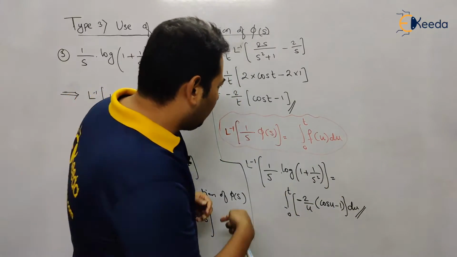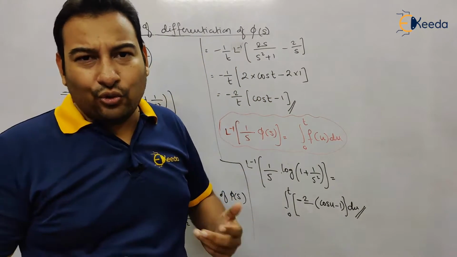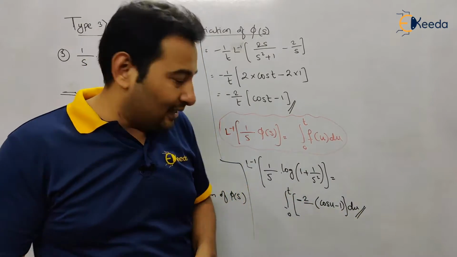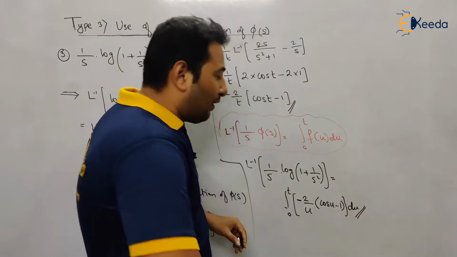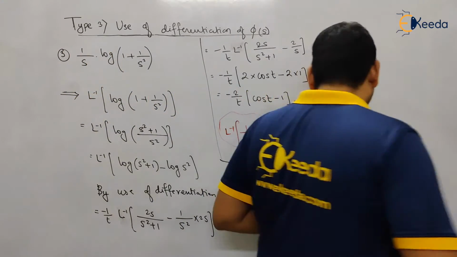Suppose there is no u, then in that case you need to integrate to get the solution. But here it is divided by u, we cannot solve it further. We got our solution. That's it, done.